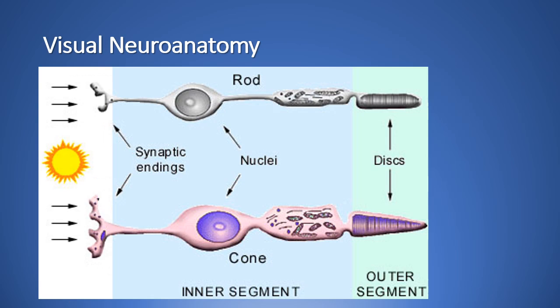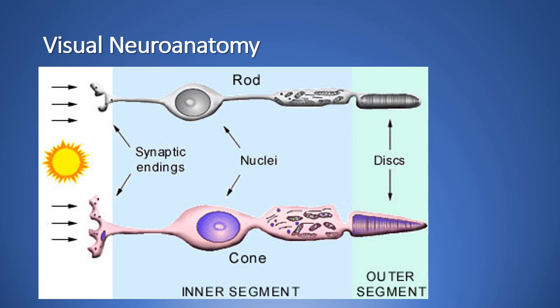Okay. Let's look at those rods and cones. They are specially designed to be able to detect light, and when they detect light, they trigger an electrical signal, which is really a graded signal.